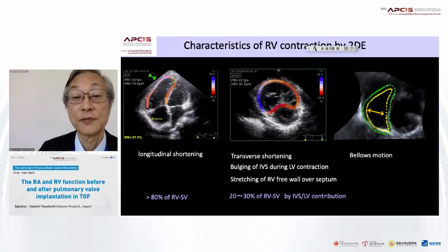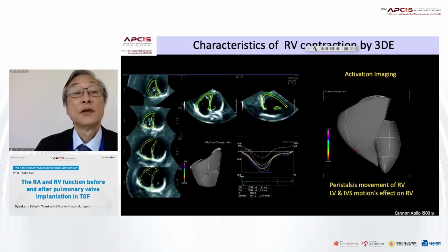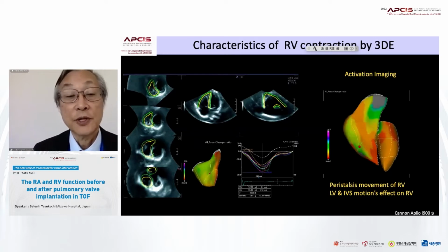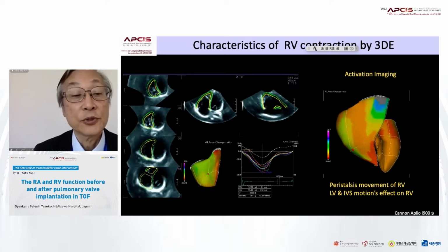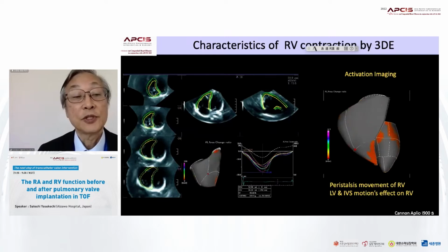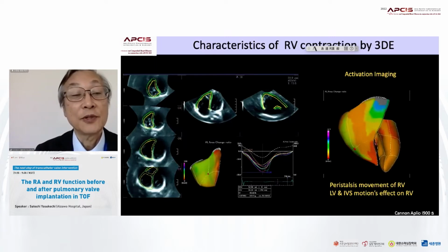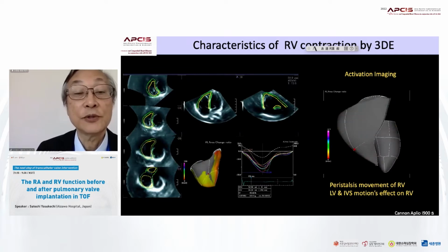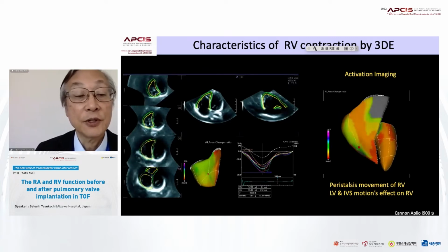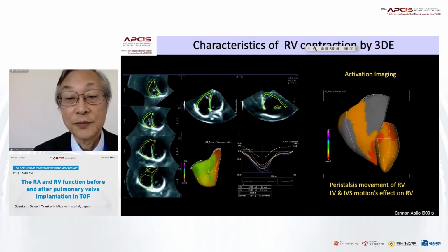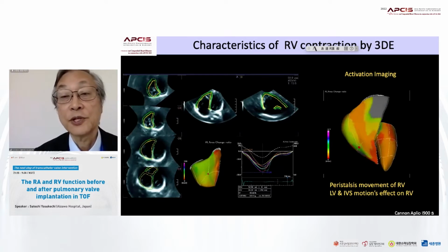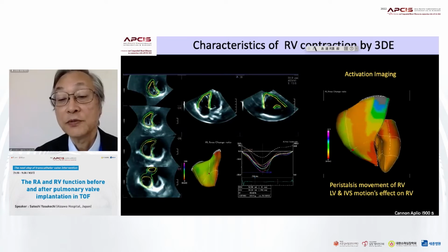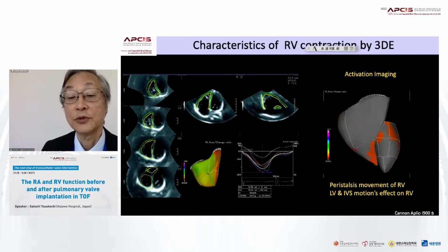This can be demonstrated by 3D echo as well. The left panel shows separate views of the different aspects of the contraction. We may see the longitudinal shortening, peristalsis, and the bellows effect. The right panel shows activation imaging, where you may see the peristalsis movement of the RV from the inflow to the outflow.